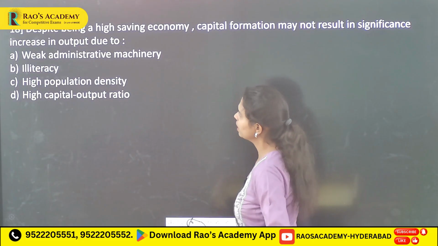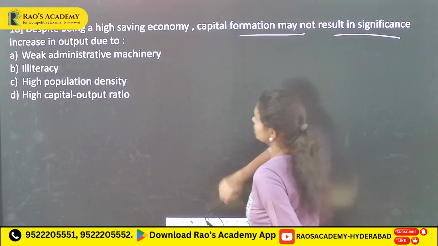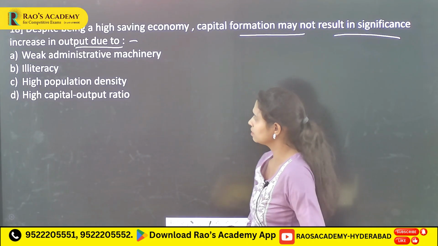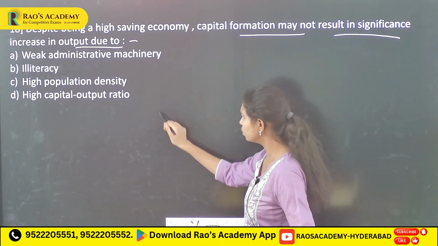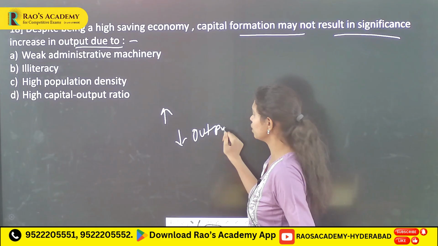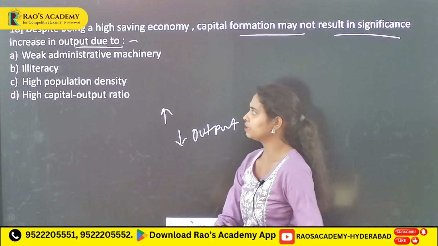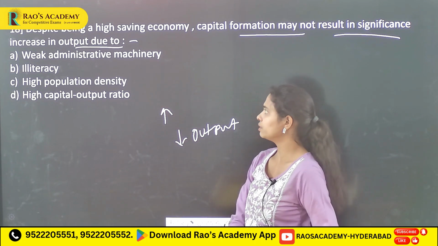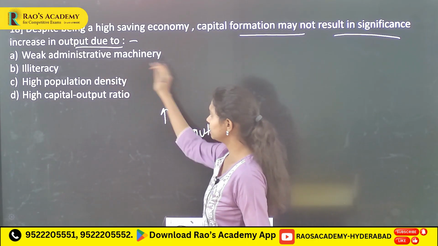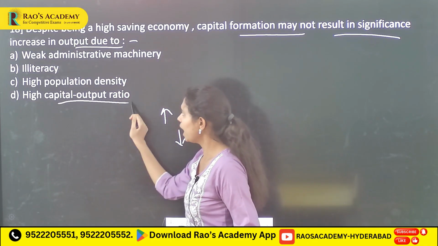The next one: despite being a high saving economy, capital formation may not result in a significant increase in output due to which of the following reasons. Here the question is that though India has a lot of capital, we have less output, due to which of the following reasons. So here it has given different statements. Even though you do not know the answer to this particular question, you can solve it through logic. If you see, the options include weak administrative machinery, illiteracy, high population density, followed by high capital to output ratio.